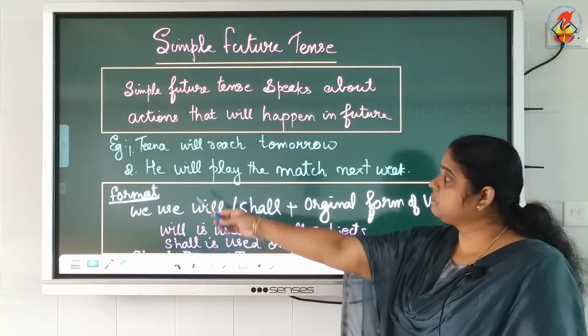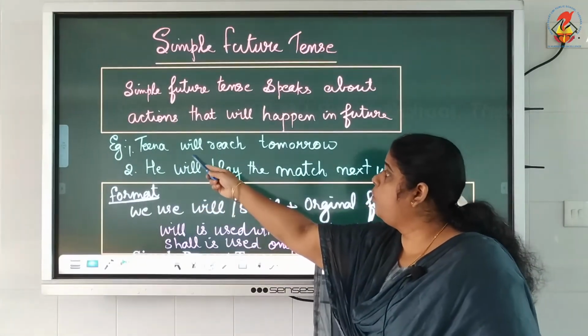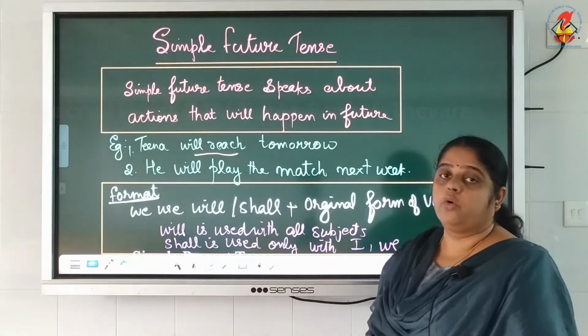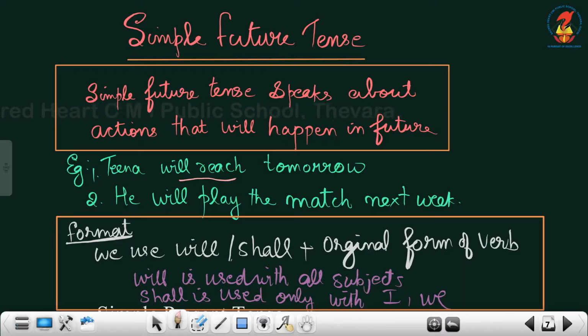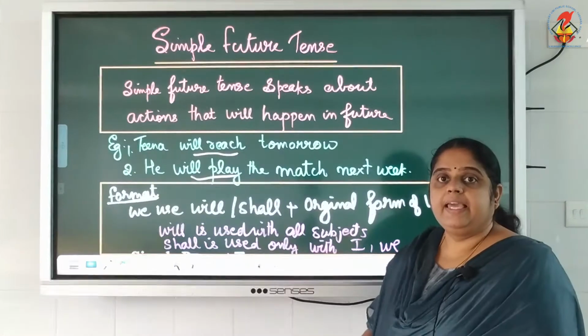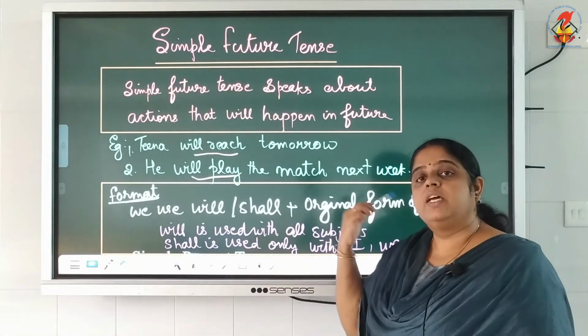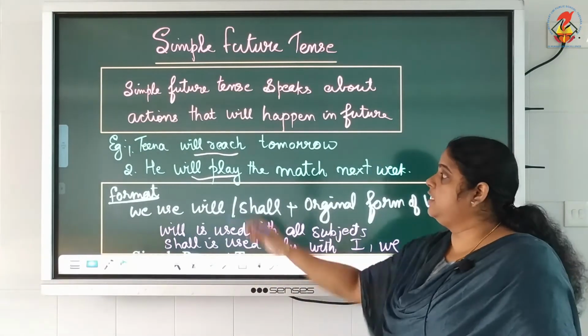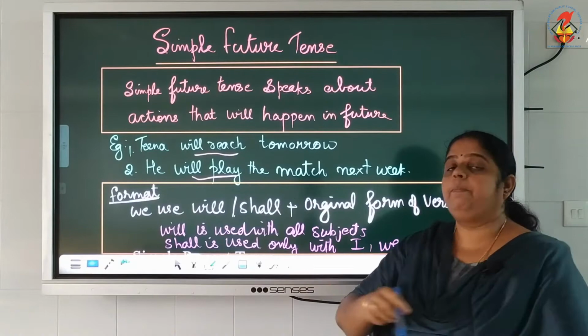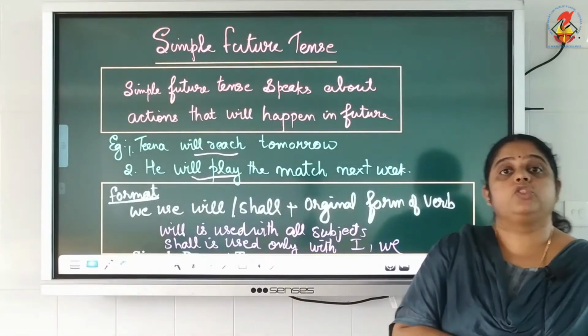Example: Tina will reach tomorrow. She is not here now, but will reach tomorrow. He will play the match next week. These two actions, will reach and will play, are going to happen.